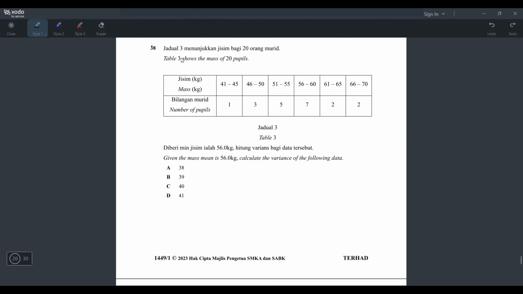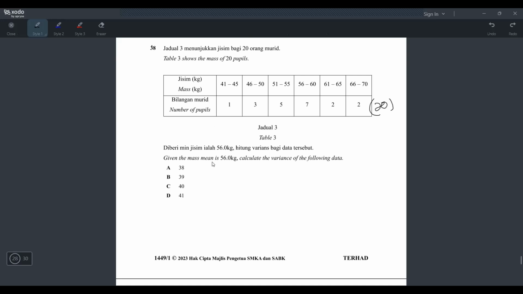Okay, let's go. Number 38. Table 3 shows the mass of 20 pupils. So the total here is 20. So we all know this is group data because got class. For group data, if you need a number to represent the class, you will find the midpoint, right? I mentioned so many times already. This set of paper, they ask so many group data. In paper 1, so many. Paper 2 also, they ask the group data.